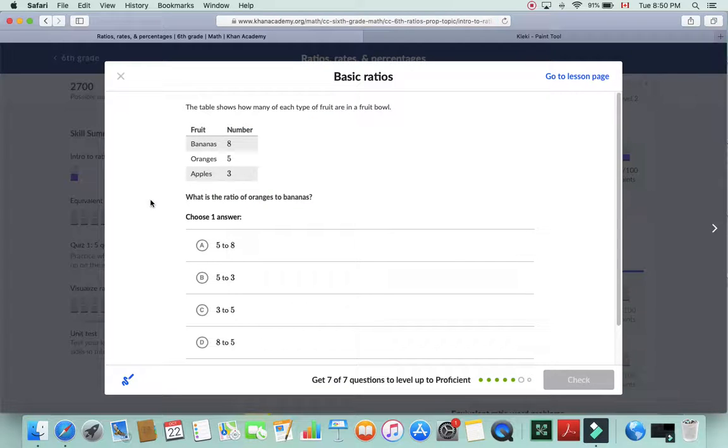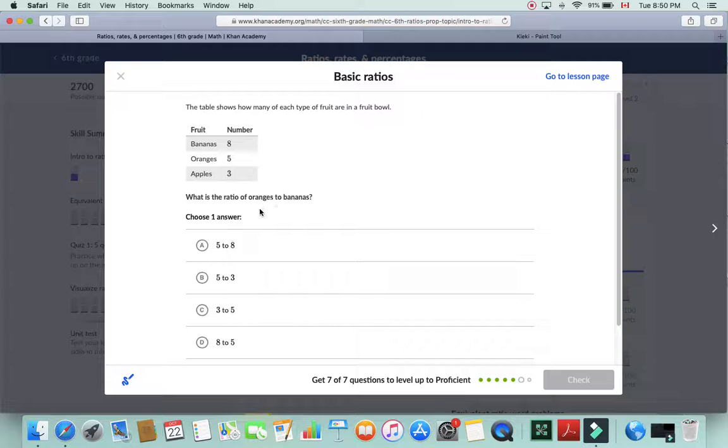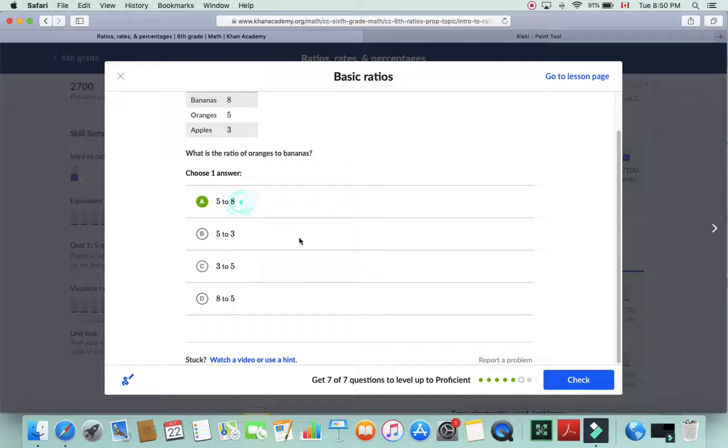Yes, I got it. The table shows how many of each type of fruit are in a fruit bowl. Okay, what is the ratio of oranges to bananas? Okay, so how many oranges are there? There are 5. We can drag that to there. And bananas, there are 8. So it's 5 to 8. Boom.